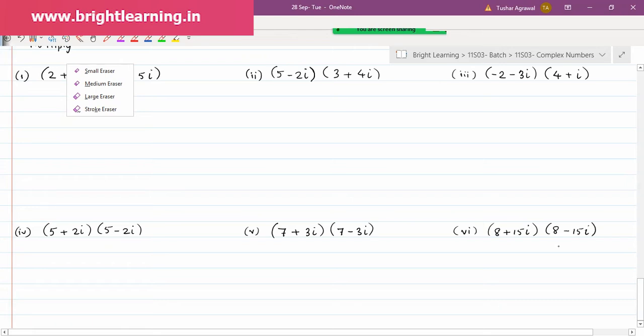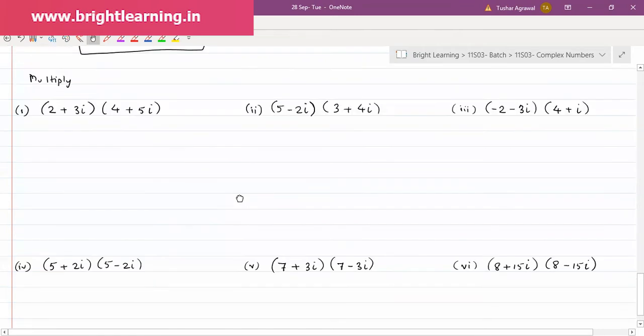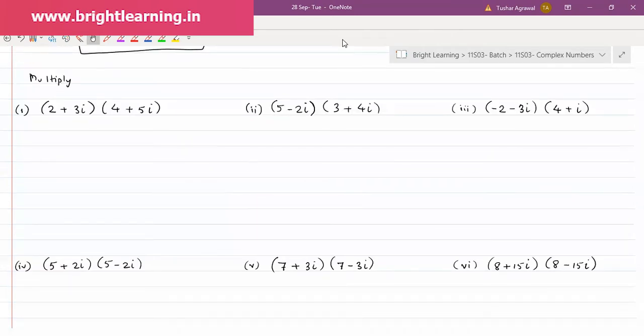Don't bother to write the answers in the chat box. Just tell me 1D, 2D, 3D, 4D, and so on. As you go on solving, just write 1D, 2D, 3D in the chat box. That will be sufficient.